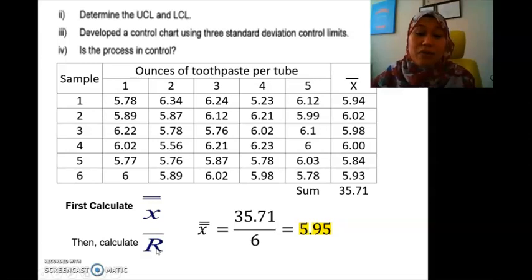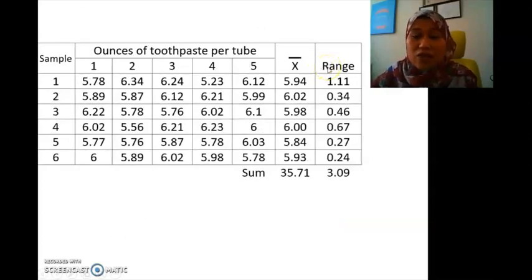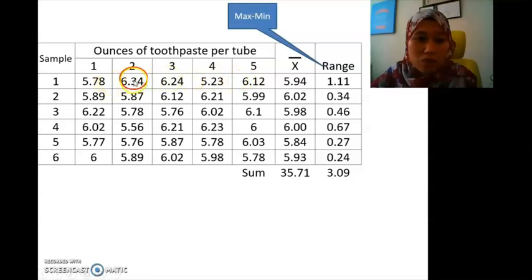Next, we need to calculate the R bar. What is R bar? First, what is R? R is the range, and range is maximum minus minimum. For this sample, the maximum is 6.34 and the minimum is 5.23, so we subtract to get the range, which is 1.11. We do the same for samples 2, 3, 4, 5, and 6, and then sum all the ranges. To find the R bar, we divide 3.09 by 6 because we have 6 samples here. So we get 0.52.